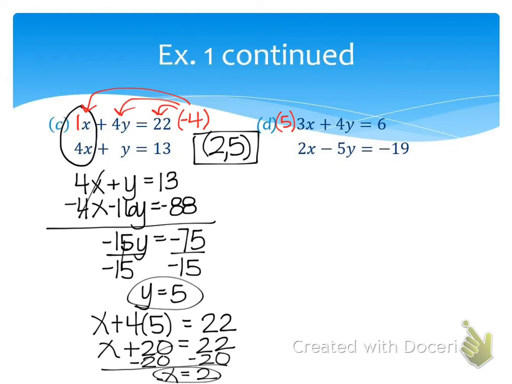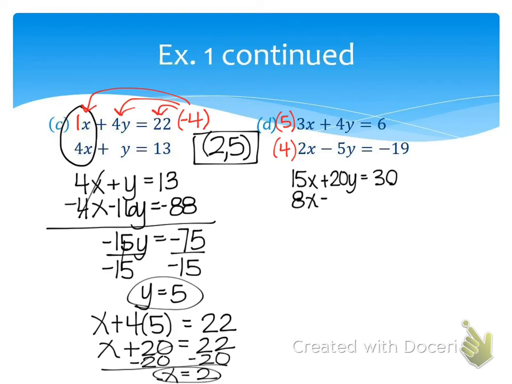Now, I need the second equation to also be a 20. So 5 times what is going to give me 20? 4. So the second equation has to be multiplied by 4. And since the signs are already different, I can multiply by a positive 5 and a positive 4. Okay? So multiply the first equation through by the 5 and tell me the new equation. 15x plus 20y equals 30. Okay, perfect. And multiply the second one through by 4 and tell me what you get.